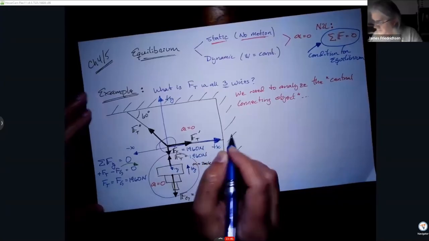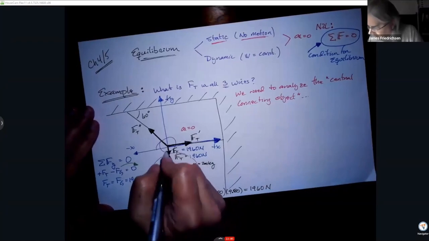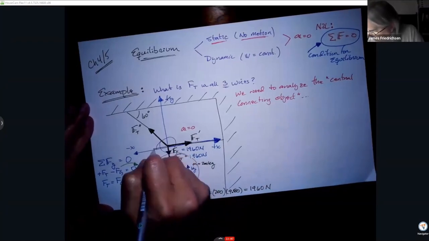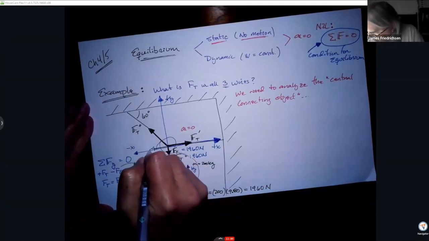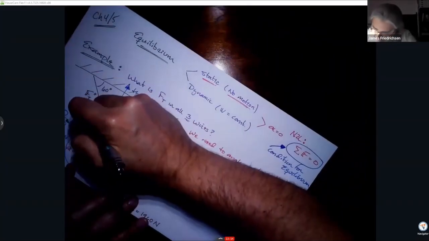I'm going to draw out my component triangle. So I'm going to come over like this, and then I'm going to go up like this.